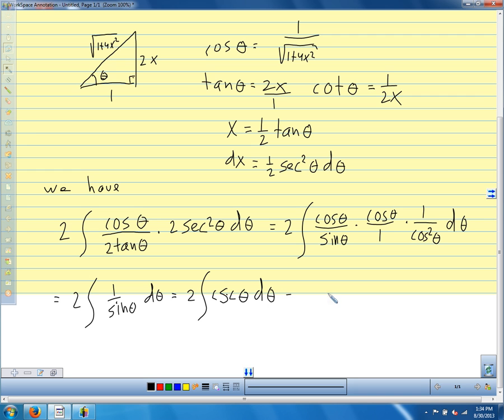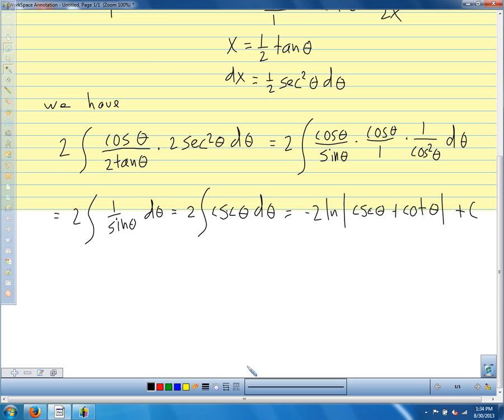which we remember is negative 2 natural log absolute value cosecant theta plus cotangent theta plus a constant. And I can do my back substitution for cosecant and cotangent, and this finally comes out to negative 2 natural log of the absolute value of 1 over square root of 1 plus 4x squared over 2x, plus 1 over 2x, plus c.